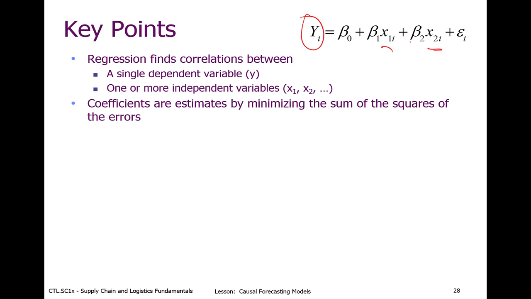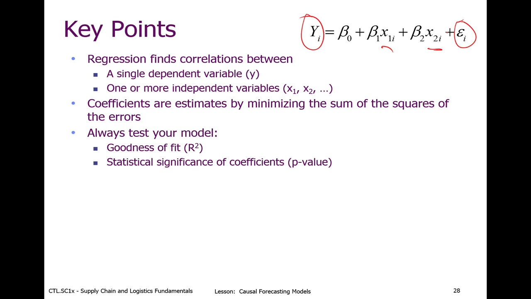The coefficients, these beta terms, are estimated by minimizing the sum of squares of the errors. And we showed how to do that, and this is why this is called ordinary least squares regression. Whenever you come up with a model, you need to remember to test and see how good it is. And we did two basic tests. You want to look at the goodness of fit, check the R squared, make sure that's sufficiently high, you're explaining something. And then you also want to check each of your coefficients to see if they're statistically significant.